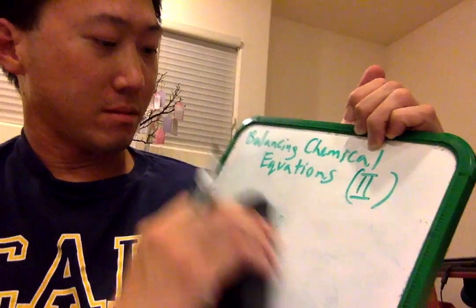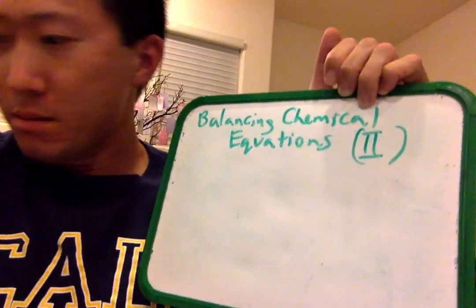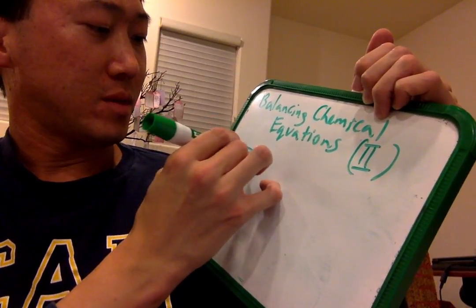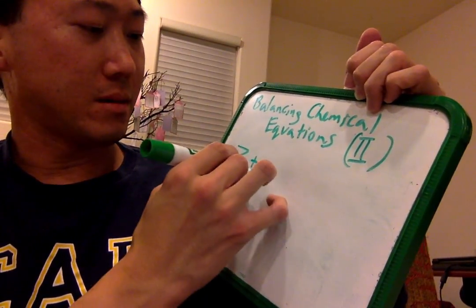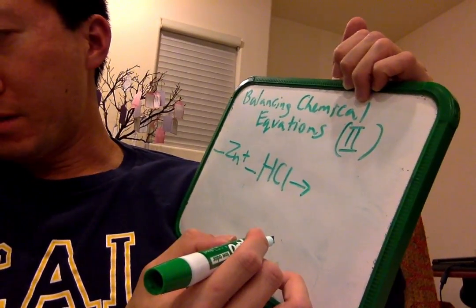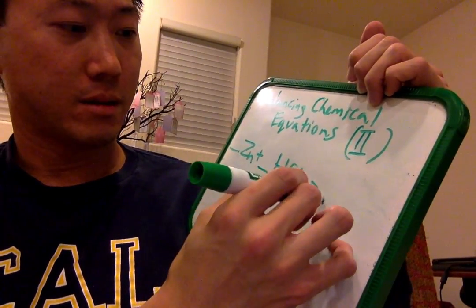All right, so let's do another one. Hopefully you guys are catching on to that. So we have, let's see, zinc, plus HCl, hydrochloric acid, that you should be familiar with, yields zinc chloride.